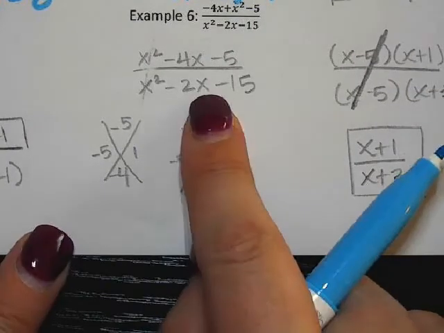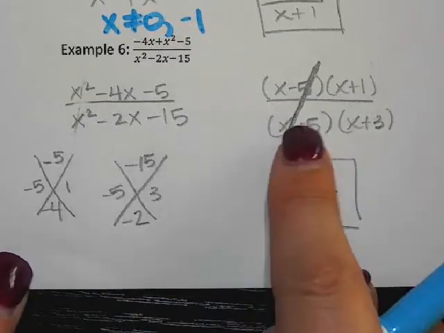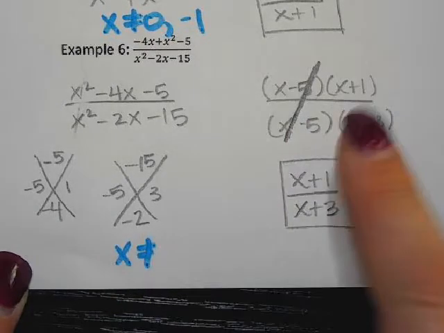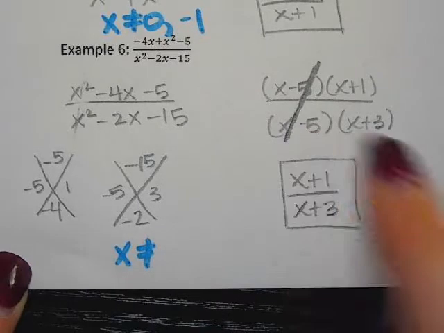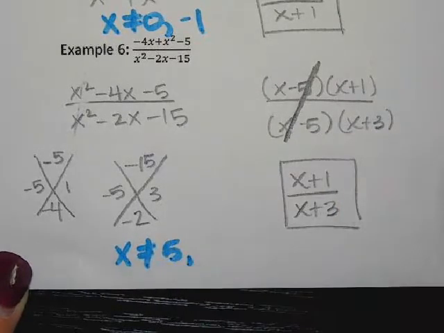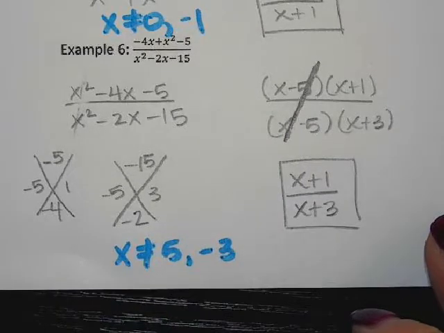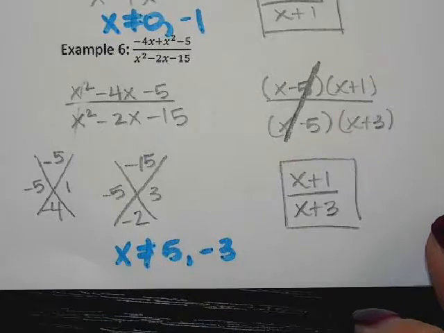And then for number 6, if we look at our denominator, we have two different factors. So x cannot equal positive 5, and x cannot equal negative 3. The excluded values are found from the factored form before the canceling happens.